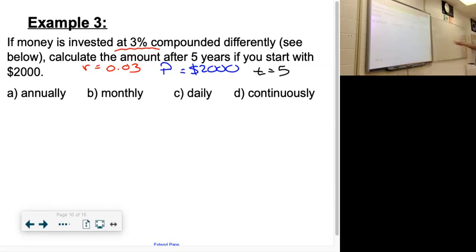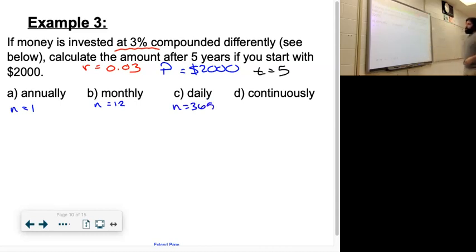Now, the only difference is for the monthly and the daily situations. I guess you could group the annual in there too. There's a frequency where it's being compounded, right? Intervals. So annual, that's N would be 1. Monthly, N is 12. It's going to be compounded 12 times in 1 year. Daily, N would be 365.